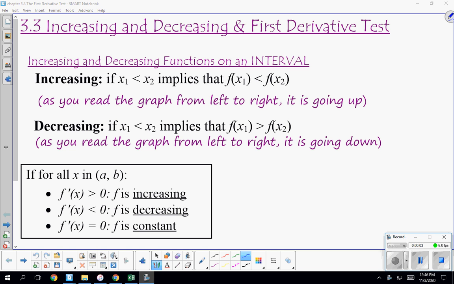In this video, we're going to discuss how our derivative can tell us when a function is increasing and decreasing, and how we can use that to find relative extrema. So here I have formal definitions.